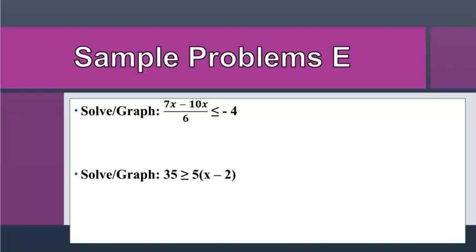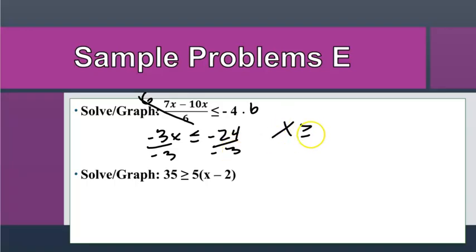Next, get rid of fractions, and we need to multiply by the denominator on both sides. Multiply by 6, so now I have 7x minus 10x is negative 3x, less than or equal to negative 24. Divide by negative 3. x is now greater than or equal to a positive 8. I had to flip the symbol because I was dividing by a negative number. So I have positive 8 on the number line. Filled in circle because it can equal it. Greater than means going to the right.